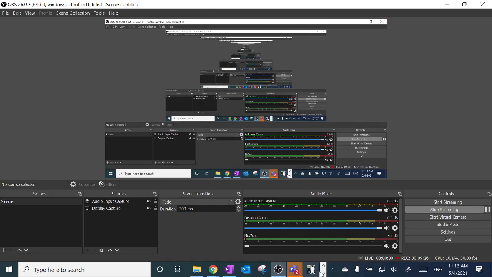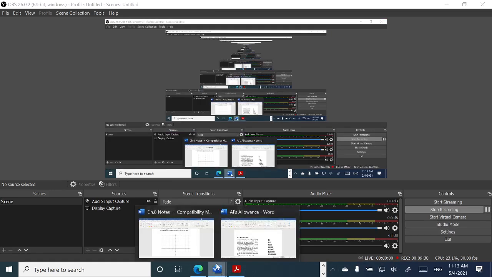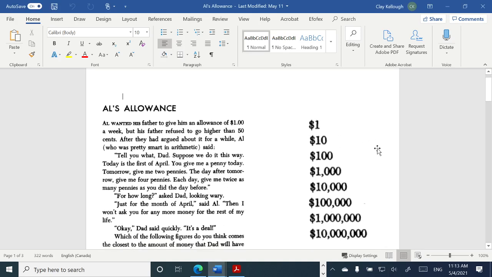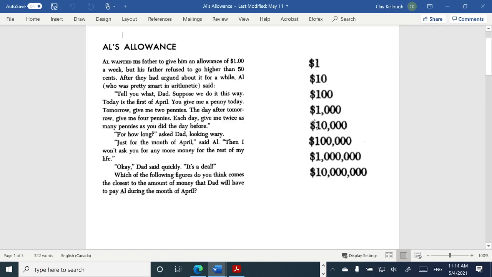We're back. Took me a while to find the file I was looking for. There it is. This is a classic problem in math. I think this is from a book printed in the 1950s. So, for those of you who can't see it from where you're sitting, I'll read it with you. Al's allowance. Al wanted his father to give him an allowance of $1 a week. Again, this is the 1950s. That was a lot of money back then.